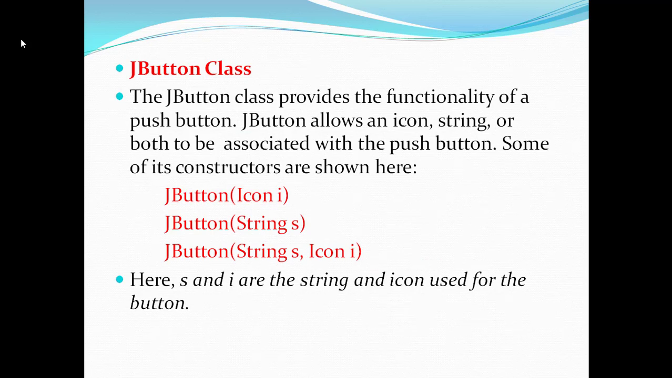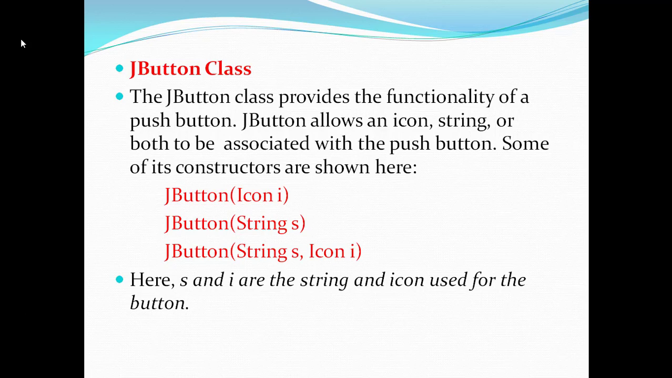Now see the JButton class. The JButton class provides the functionality of a push button. In AWT it is the Button class, in Swing it is the JButton class. JButton allows an icon, a string, or both to be associated with the push button. Some of its constructors are shown here.